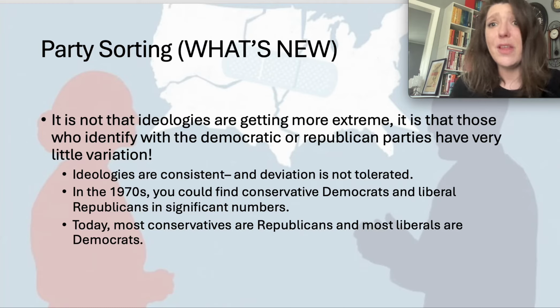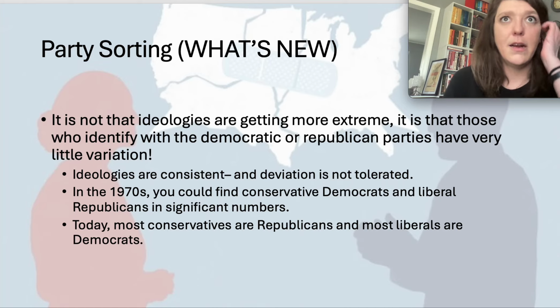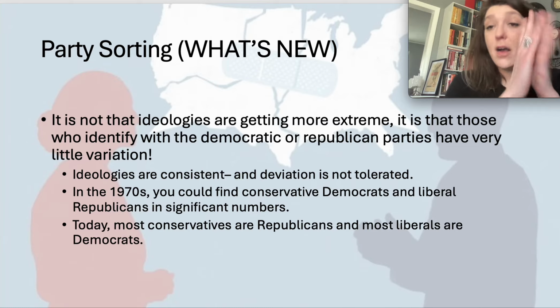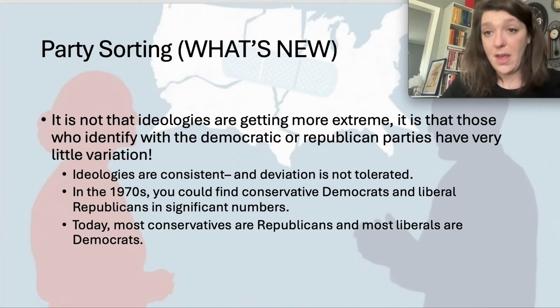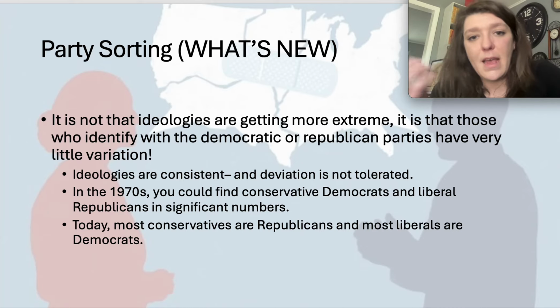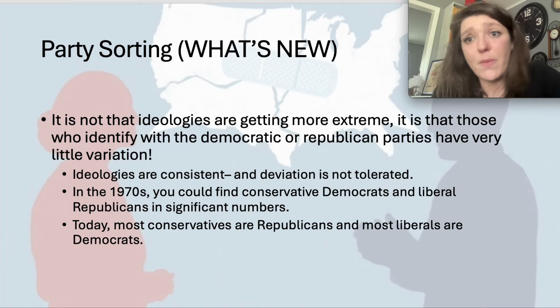There are some times where you're like, yeah, the government should get involved in the economy. And there are other times where, yes, it's good to conserve. These things exist on a spectrum. It's not black and white like that. But party sorting is when the political elite treat it as black and white, where you have to be 100% for these things on all things. And the same thing with the other party. So when party sorting happens, the ideologies become incredibly consistent and deviation from those is not tolerated.